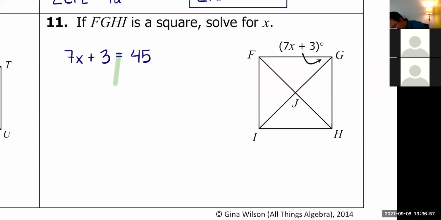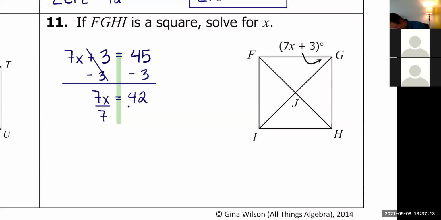Then it's just a matter of solving a two-step equation. Subtract 3 from both sides. Leaves me with 7x equals 42. Divide both sides by 7. I get x equals 6. And that's all I needed for this one.